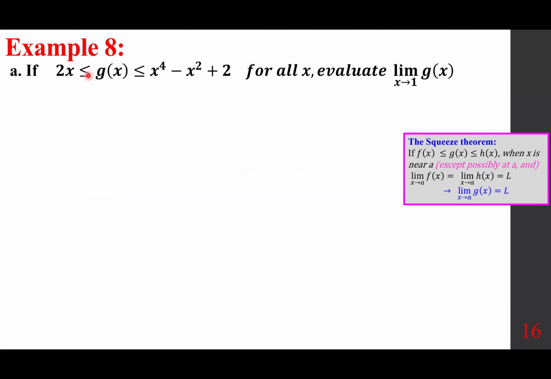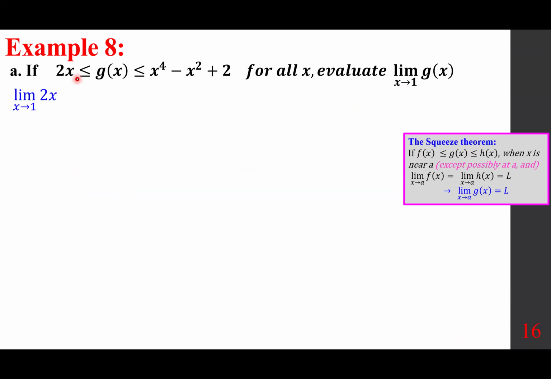If g of x is between 2x and x to the power of 4 minus x squared plus 2, for all x, evaluate the limit of g of x as x approaches 1. And I'm reminding you of the squeeze theorem, which indicates if you want to find the limit of a function in between, look at each piece and see what happens. So let's start with the left side.